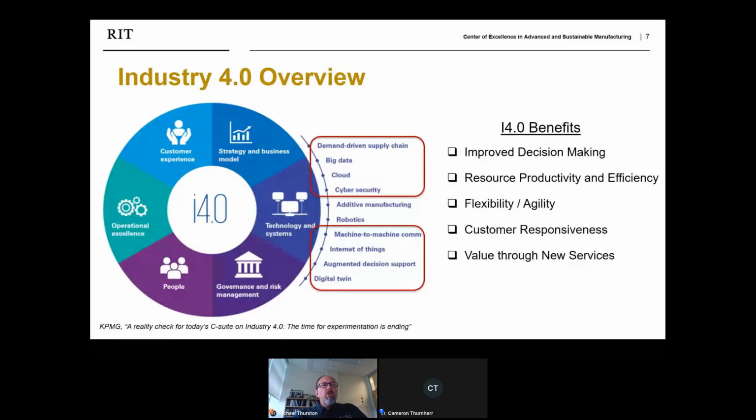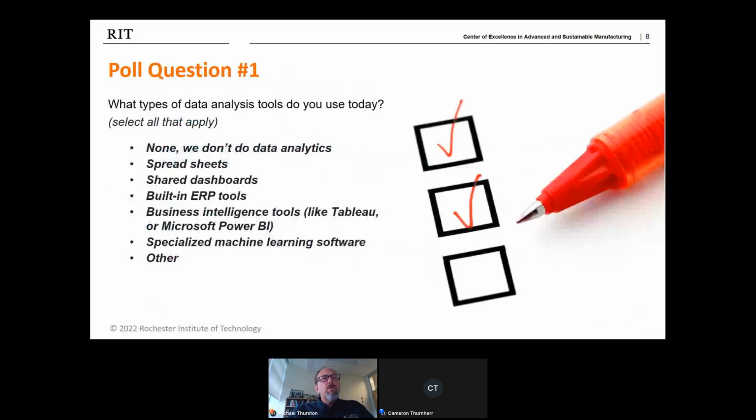So our first poll today is we want to see what types of data analysis tools you use today in your business. So again, if you go to the poll box and submit your input.